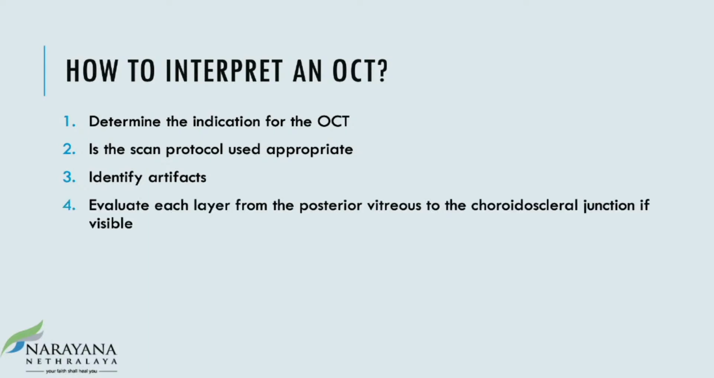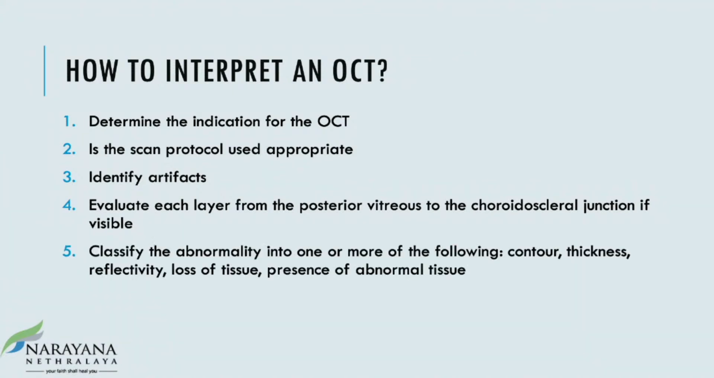Next, evaluate each layer. You start from the posterior vitreous up to the choroidal scleral junction. So that's very visible in the EDI scans. You'll be able to even see the choroid there very well, see the thickness of the choroid as well. So see each layer so that you don't miss anything. And then you classify the abnormality.